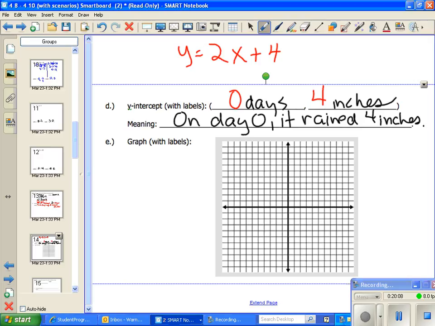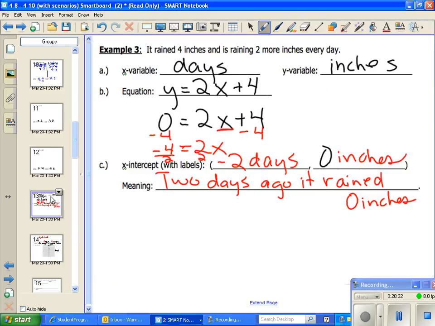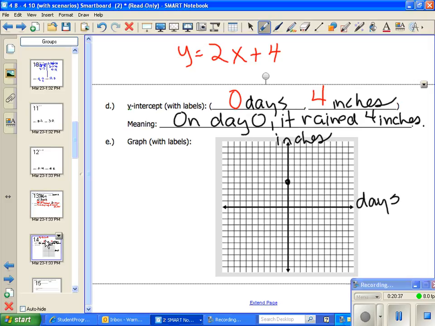There are two ways you could graph it. What's one way that you could graph this? Chris? Okay, using your x and y intercept, is that what you're saying? Okay, that's fine. So one way is to go 0 days and up 4 inches. Okay, that's the y-intercept. The x-intercept was (-2, 0). So you could go left 2. 2 days ago it rained 0 inches. Okay, that's one way that you could graph that.